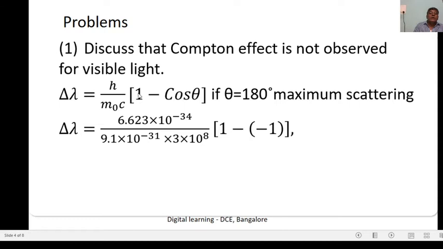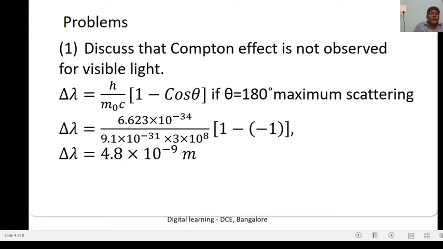Then the values are substituted. The Planck constant h is 6.623 into 10 to the power of minus 34. m naught is the rest mass of the electron, and c is the velocity of light, 3 into 10 to the power of 8. And 1 minus cos theta, with scattering angle 180 degrees, is the maximum. Cos 180 is minus 1, so 1 minus of minus 1 is 2. Then simplifying, we get the Compton shift, or change in the wavelength, as 4.8 into 10 to the power of minus 9 meter.